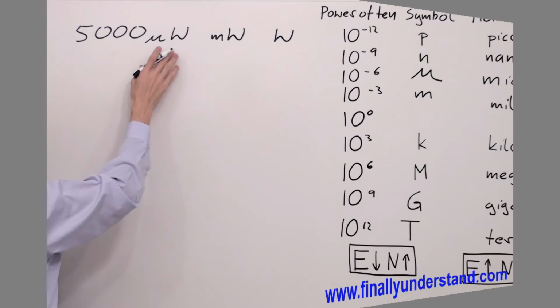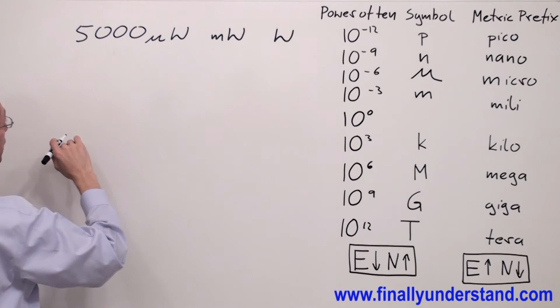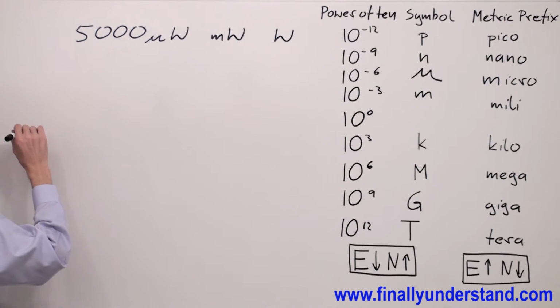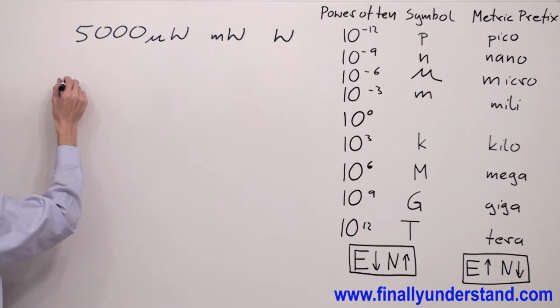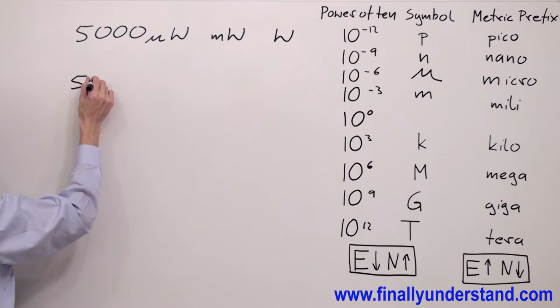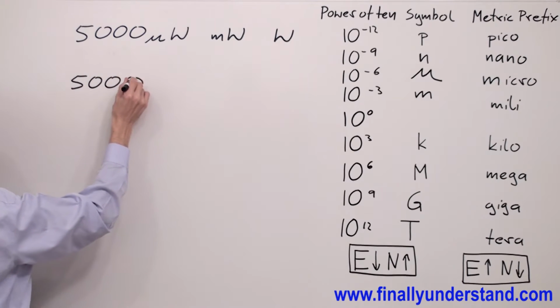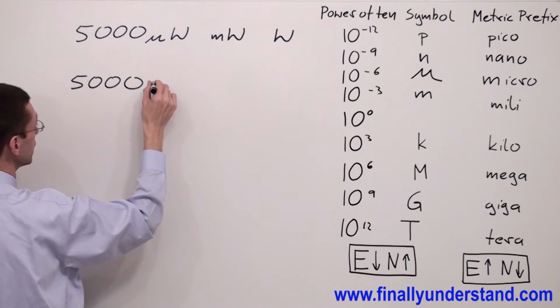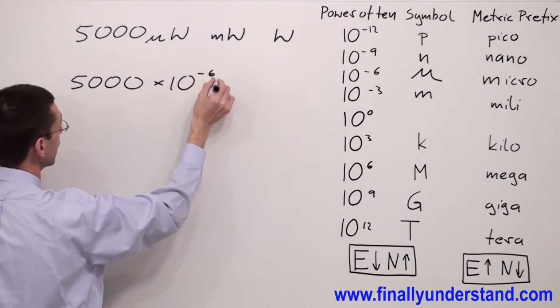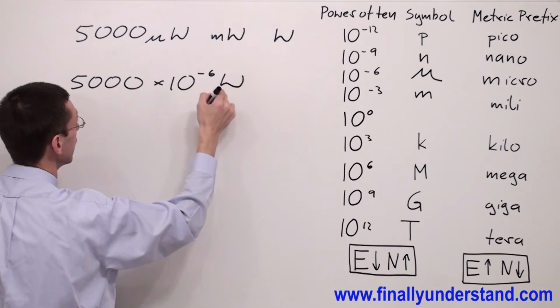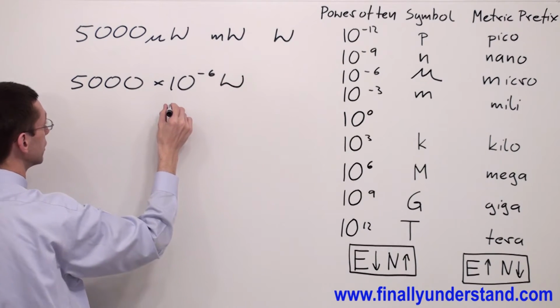In this example, we're supposed to convert 5,000 microwatts to milliwatts. So what I have to do first is simply write everything that is given. So I have 5,000 and micro represents 10 to negative 6 power of 10 watts. And I'm looking for milliwatts.